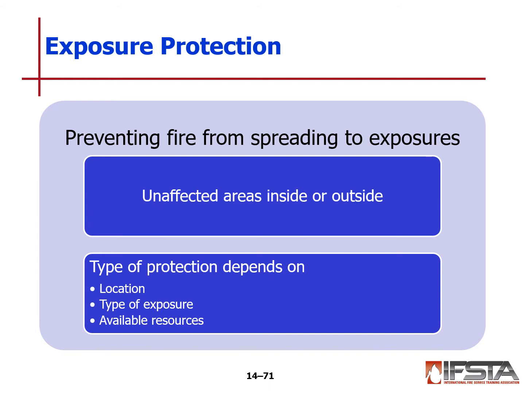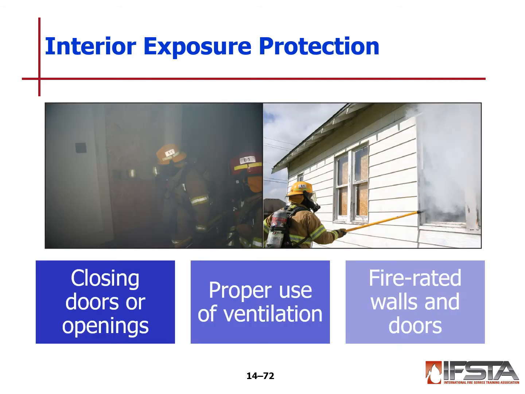Exposure protection is preventing fire from spreading to exposures, and this can be inside exposures, unaffected areas, or adjacent rooms and compartments inside the building, as well as outside the building, which could be adjacent structures and buildings nearby. The type of protection will depend on the location, the type of exposure that it is, and the available resources that we have.